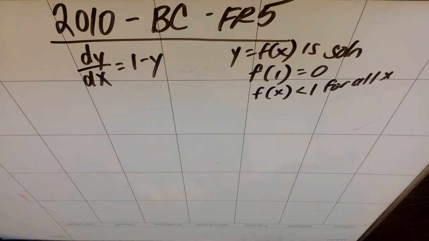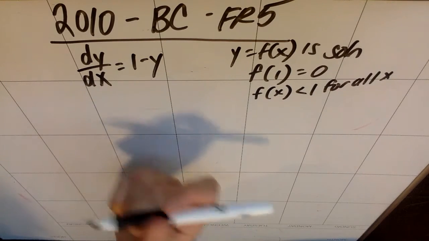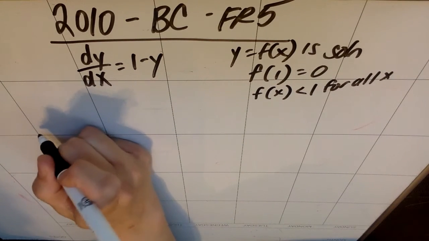All right, part A. Use Euler's method starting at x equals 1 with 2 steps of equal size to approximate f of 0. Ooh, fun, so we're working backwards. Show the work that leads to your answer. Okay, so I like to do Euler's method with a table. You don't have to be that person, but that's how I roll.